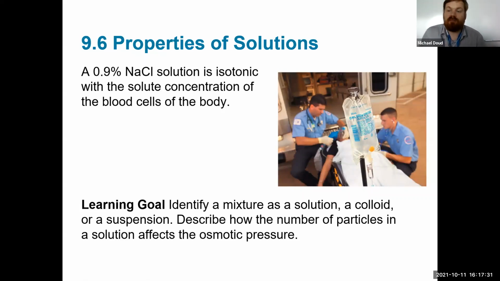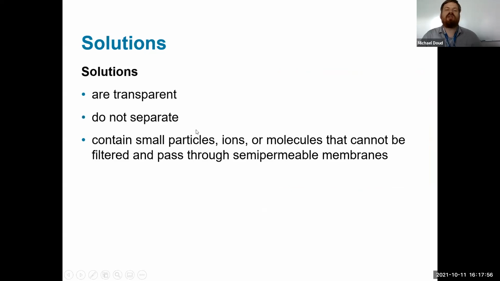Okay, next up, we're going to talk about the properties of these solutions and why it is that the relative percent can be either life-saving or fatal, depending on what we're talking about. Now, if you ever have worked in a hospital, you've probably seen these drips here, the 0.9% saline drips. And the reason that 0.9% is so important as a saline solution or a salt solution is because it is what we call isotonic with the concentration of solute in your blood cells.